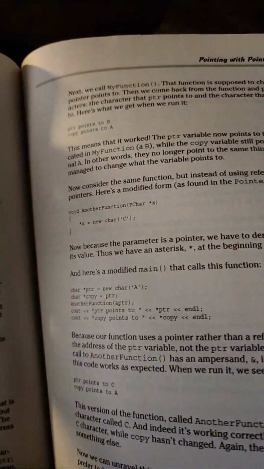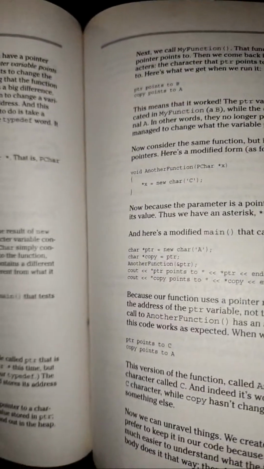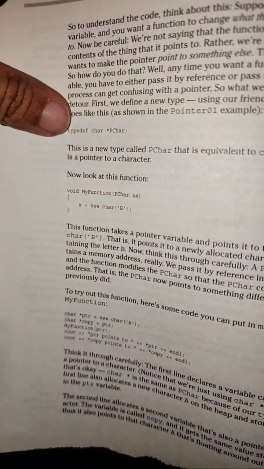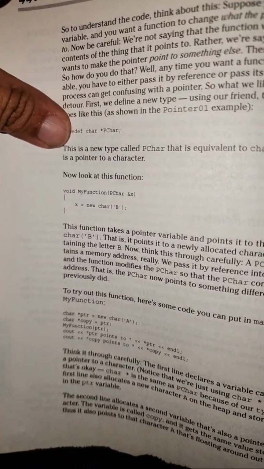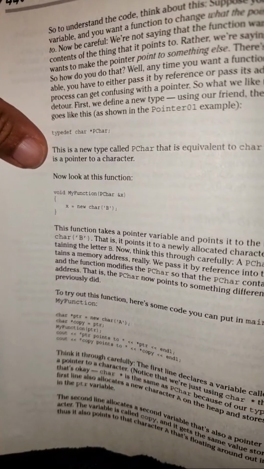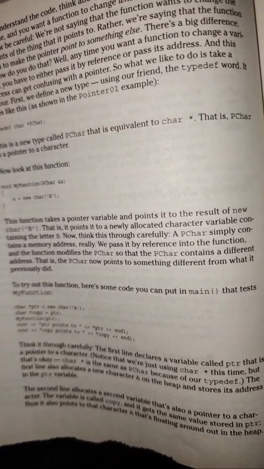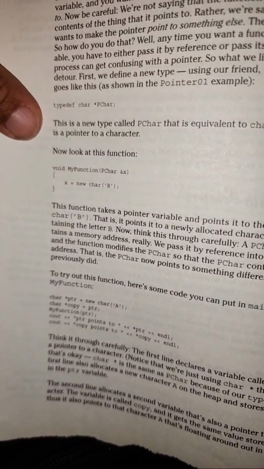Okay, so I'm trying to point to the printer. Typedef char* pchar. This is a new type called pchar that is equivalent to char star. That is, pchar is a pointer to a character.